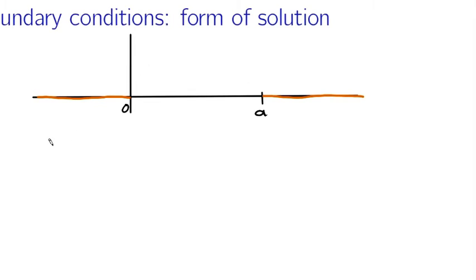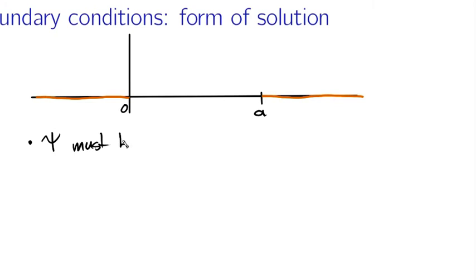We know a couple of things about the general form of the wave function. In particular, just from consideration of things like the Hamiltonian operator or the momentum operator, we know that the wave function itself, psi, must be continuous.